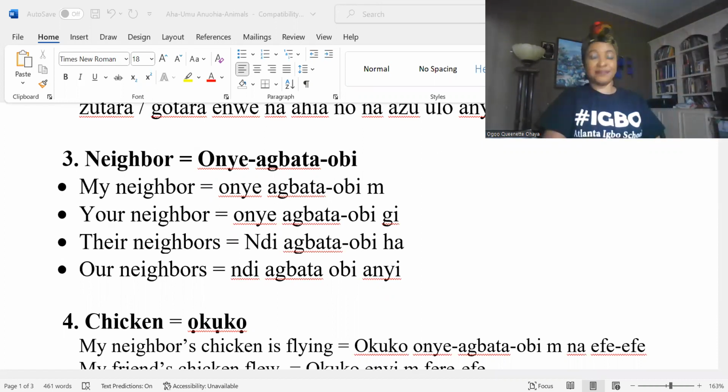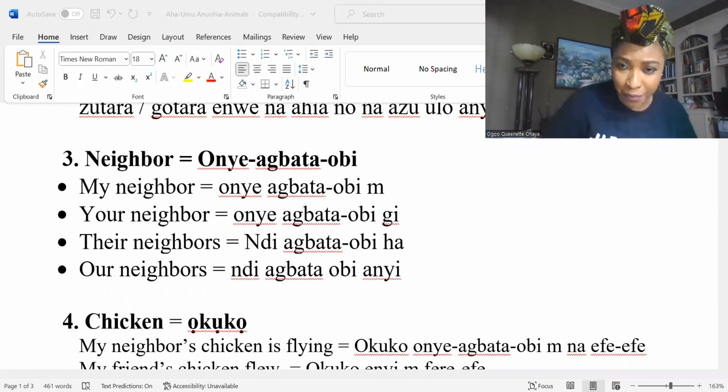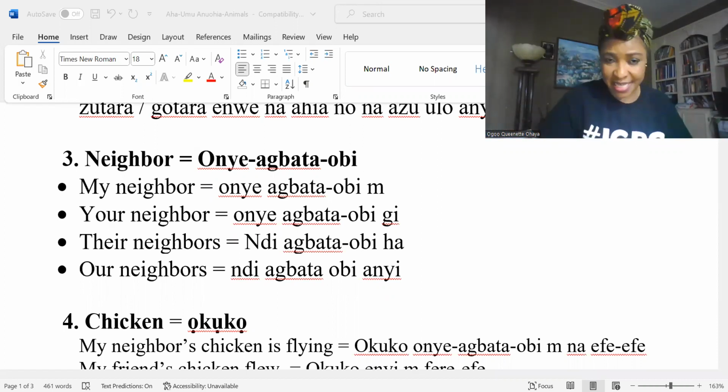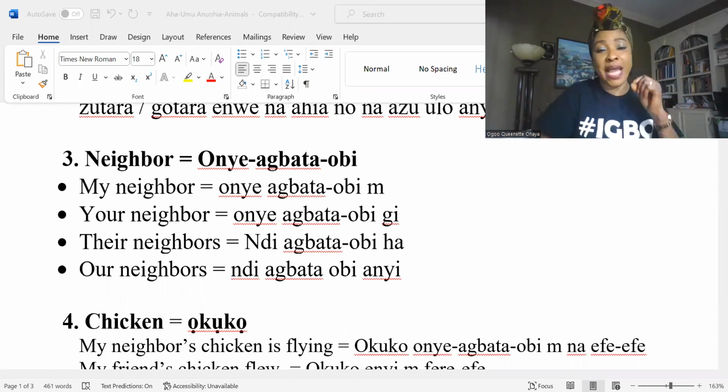is there. When I say our neighbor, which is everybody will say our neighbor, I'm talking on behalf of everybody. Onye agbata obi anyị.